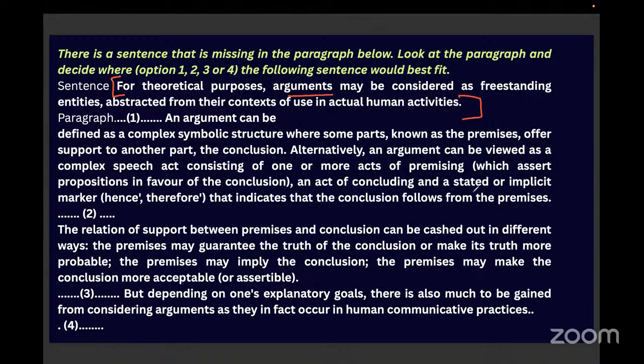So let's first see how you check whether this thing makes sense or not. Ask yourself whether grammatically, as for the grammar, where this sentence can fit in. Can I put this sentence in the beginning? For theoretical purposes, arguments may be considered as freestanding entities abstracted from their context of use in actual human activities. An argument can be defined as a complex symbolic structure where some parts known as the premises offer support to another part. Okay, maybe it fits on one because it could be a start, could be talking about argument, could be giving an introduction about argument. And it looks like a complete sentence.